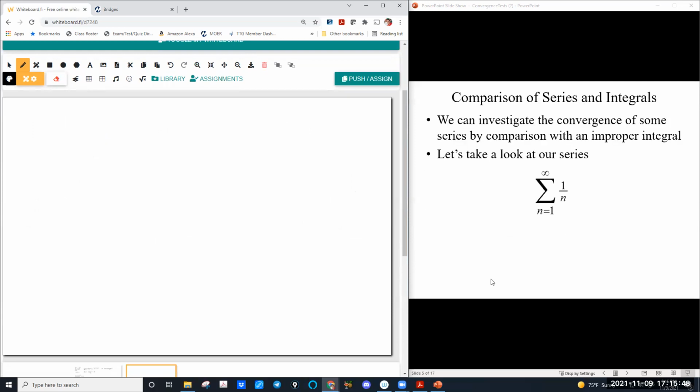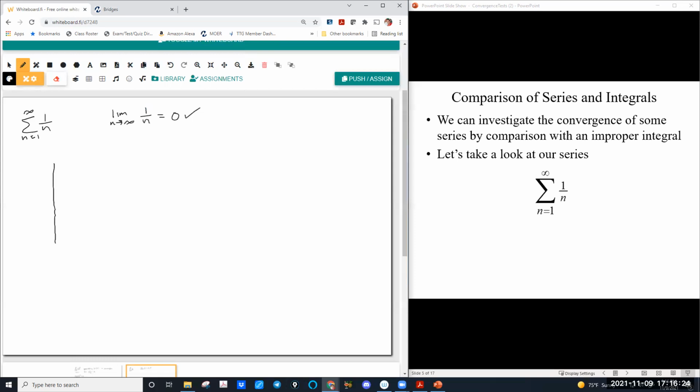We're going to look at this series, excuse me, from n equals 1 to infinity of 1 over n. Now, right off the bat, if we wanted to run our divergence test, we would do the limit as n goes to infinity of 1 over n. That is 0. That passes our divergence test, so it's not enough information. We have to go to the next test.